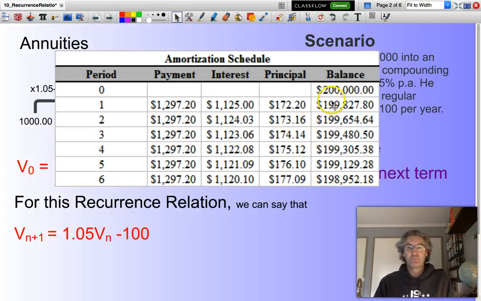Again, I briefly explained what was going on here, but for each period, you will receive a payment, interest will be calculated, and a new principal, a new change in your balance will be calculated, and then your balance will be adjusted accordingly.